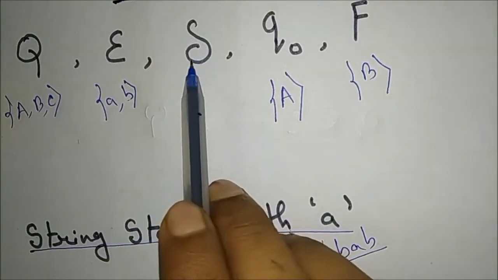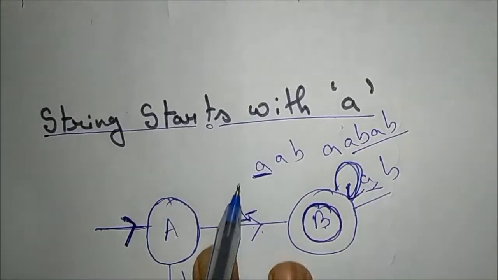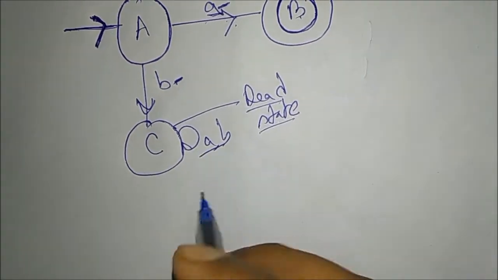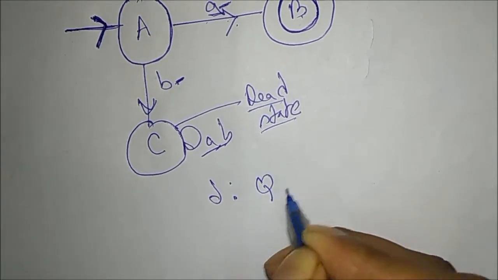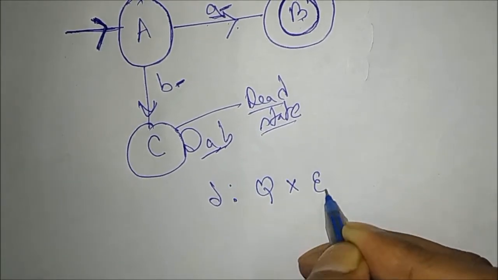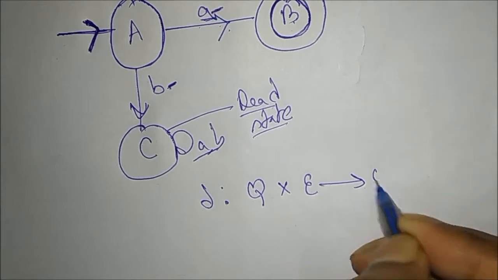Now we'll understand this delta. This delta means transition function. So what is the transition function? See, this delta we can derive like this: Q cross input alphabet gives us Q.